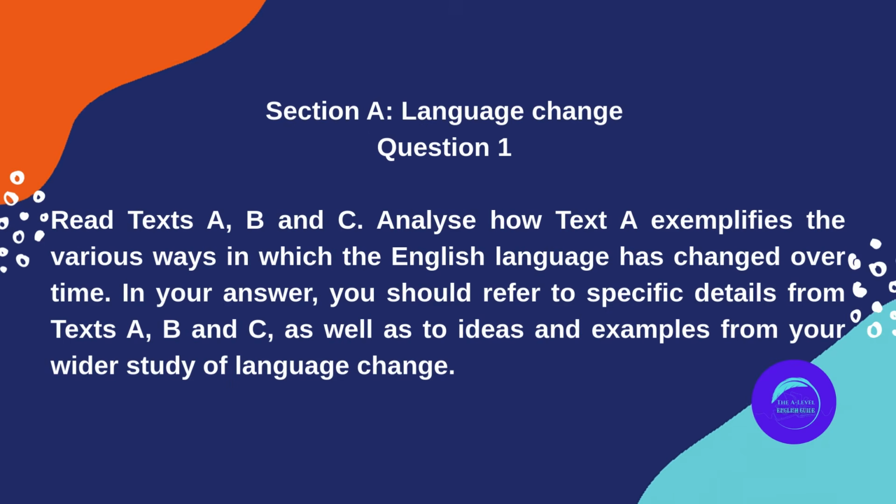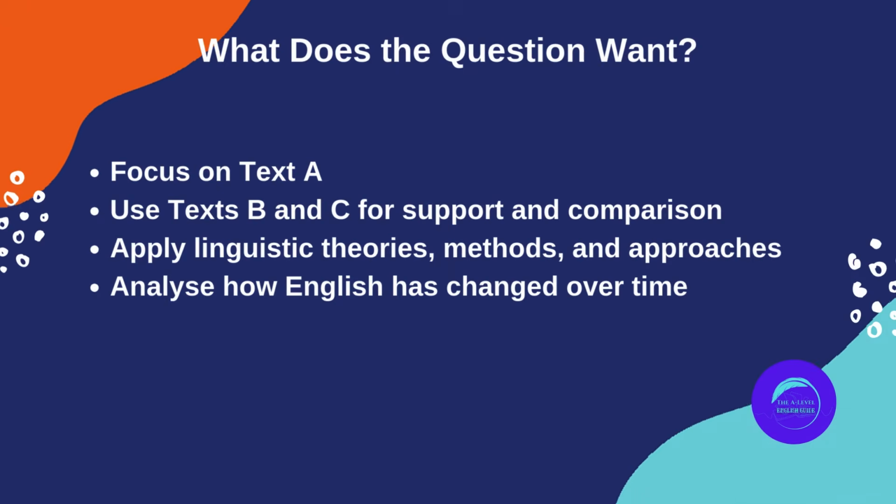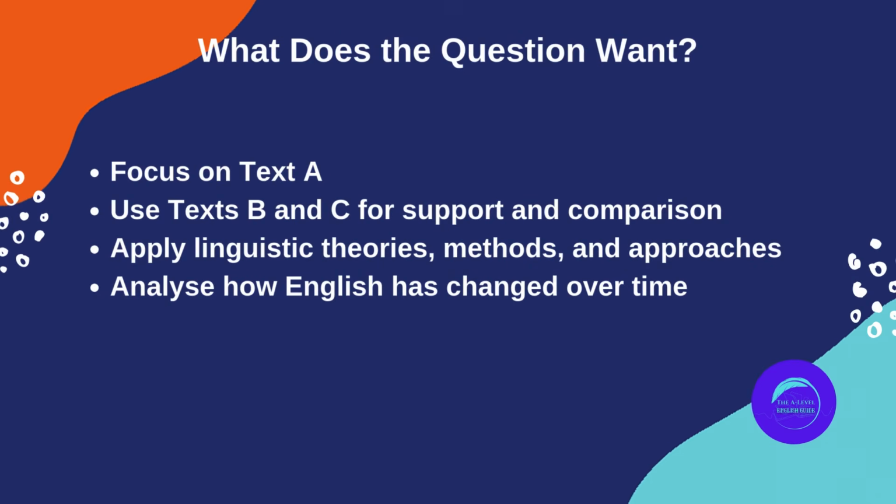You're given 3 texts and asked to analyse how the English language has changed over time. Your main focus should be on text A. Texts B and C offer supporting data for comparison, but most importantly, you're expected to apply linguistic theories, methods, and approaches. This is where many students miss out on marks.